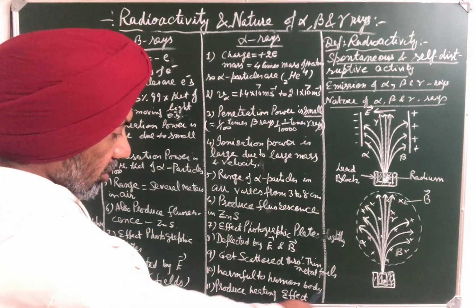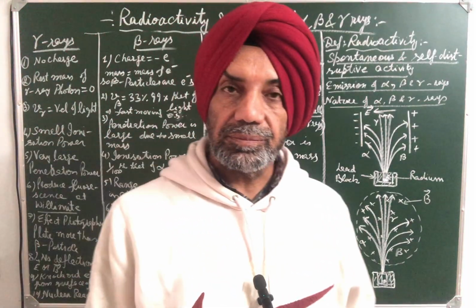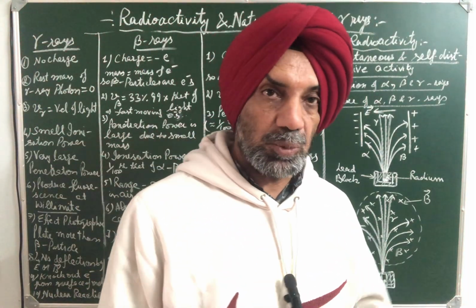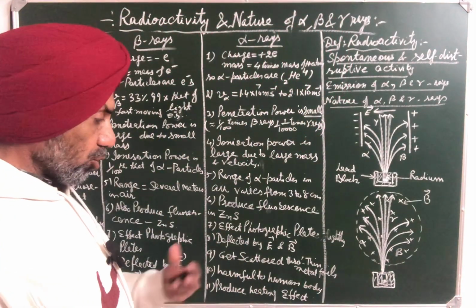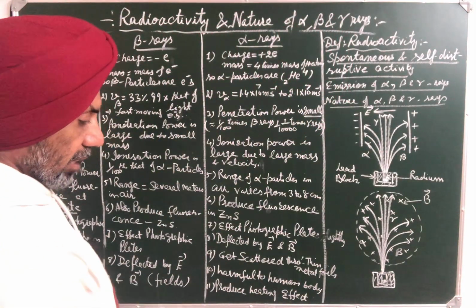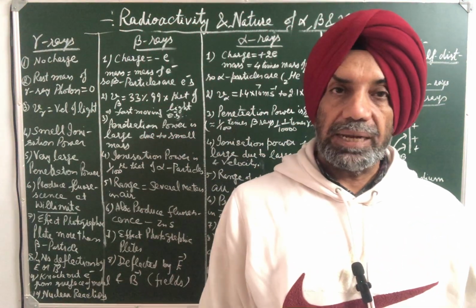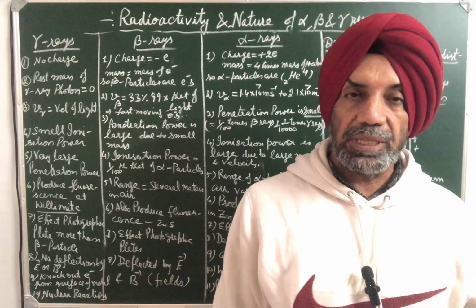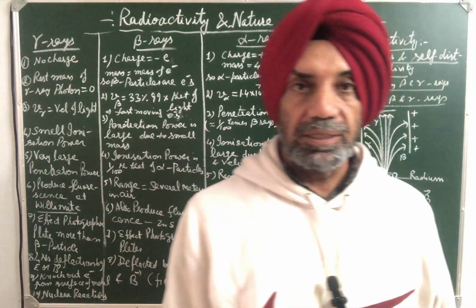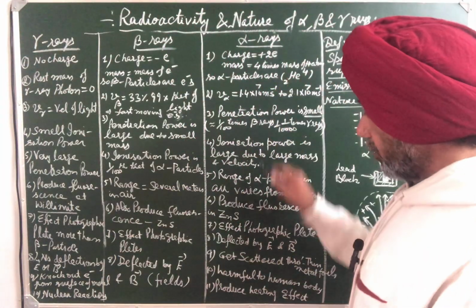They are harmful to the human body. They produce burns if the body is exposed to alpha particles, and when they are stopped by some metal surface, they produce a heating effect. So these are the main properties of alpha particles.